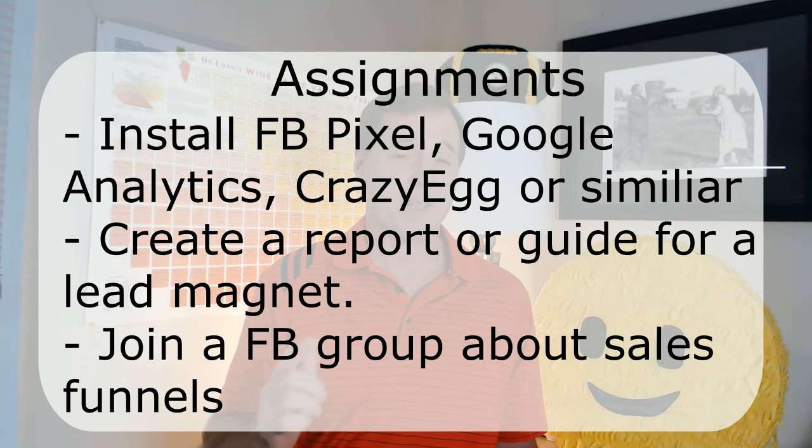The assignments for this video are 3 things. 1, I want you to make sure you install the Facebook Pixel, Google Analytics, and a service like Crazy Egg. Crazy Egg tracks how people are actually using the website, so you're seeing what they're doing while they're on that page. So I highly recommend making sure those 3 things are on your website.